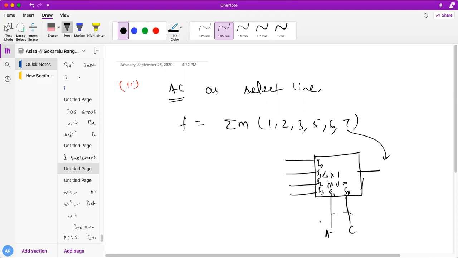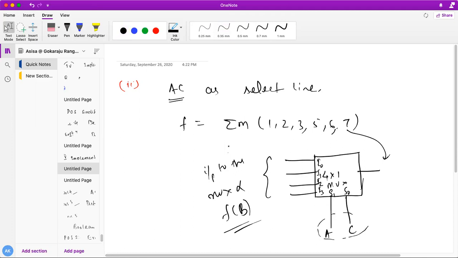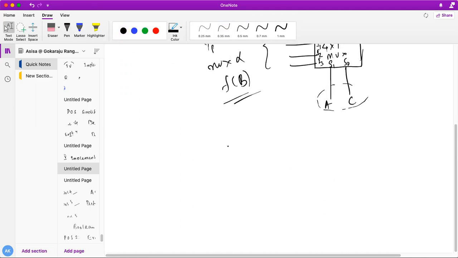So if AC is the select line, what is my input to the mux? The input to the mux is nothing else but a function of the remaining variable, which is B. Am I correct? So all these inputs will be in the form of B or 0 or 1. So for that case, you need to take AC as the select line.